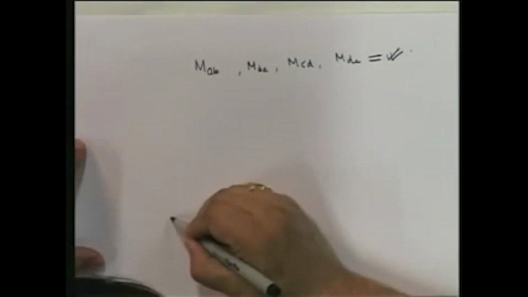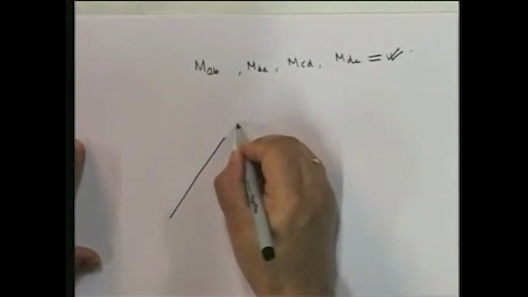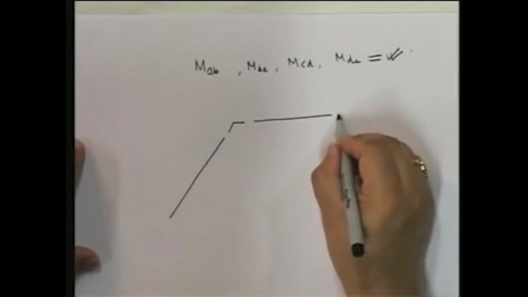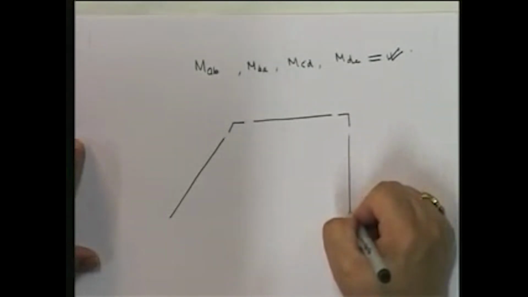What about, how do I draw the bending moment diagram? And this is where equilibrium, again, you cannot forget equilibrium. So what you have to do is, you have to do this. You cannot forget equilibrium. Equilibrium cannot be violated.